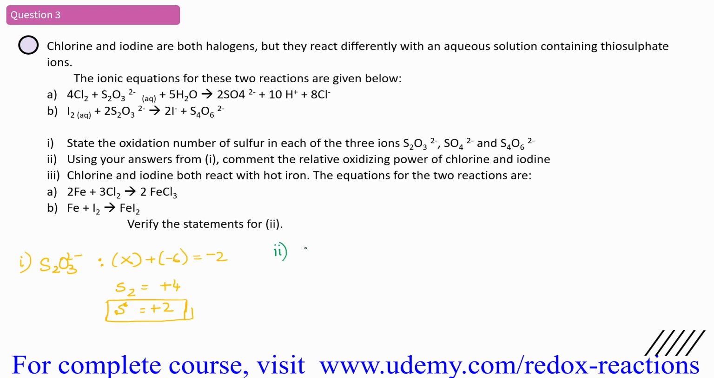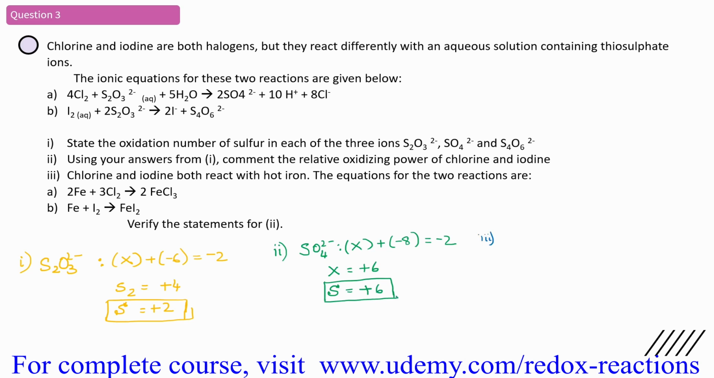In the second example, where we have SO4 2-, let's again take the sulfur's oxidation state to be X, plus -8. -8 is 4 times -2, giving rise to a charge of -2, so we write it as -2. So here X is equal to +6. So sulfur has an oxidation state of +6 in SO4 2-.